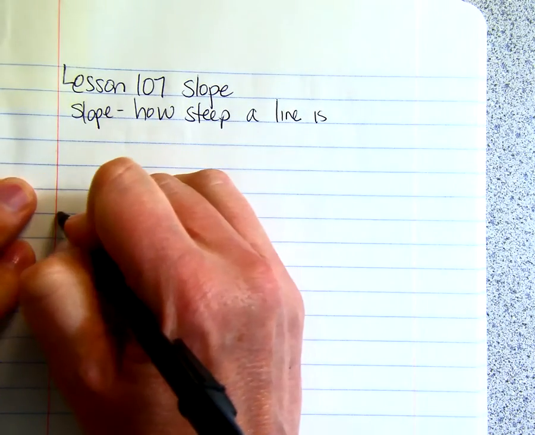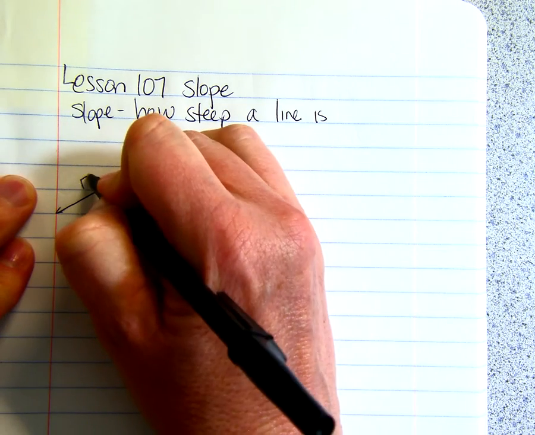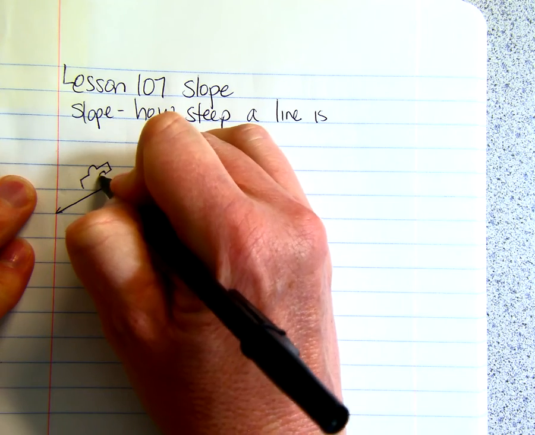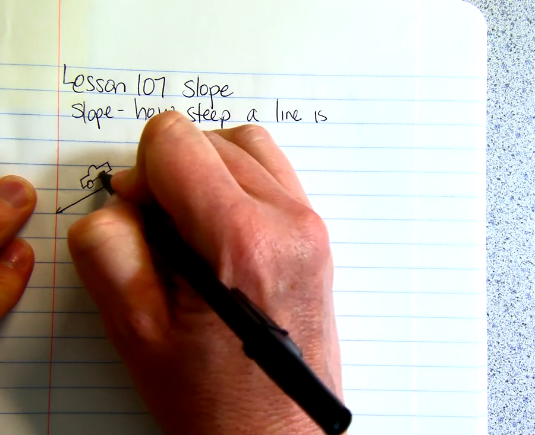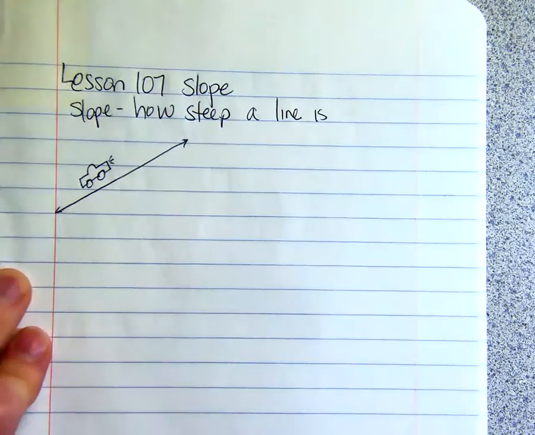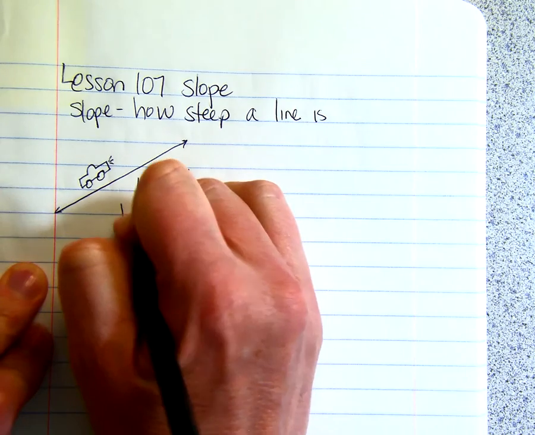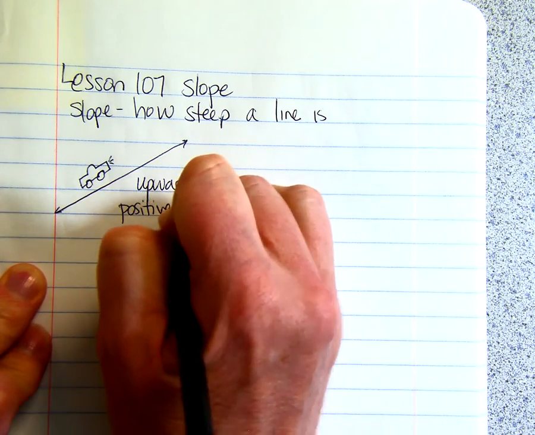So if we are going uphill from left to right, and I like to draw a little car going up the hill to show that it's driving in that way. If I put the light, it shows it's going uphill. So if we are going upward, we have what's called a positive slope.